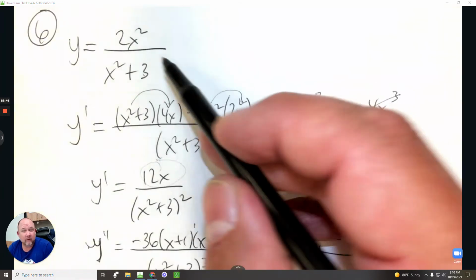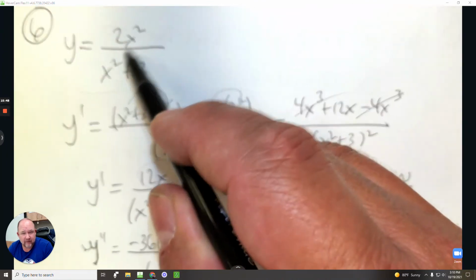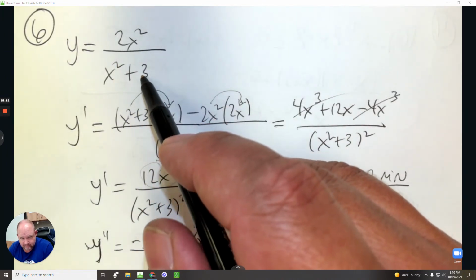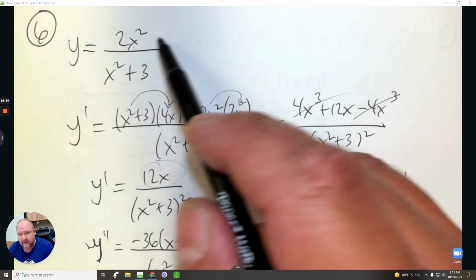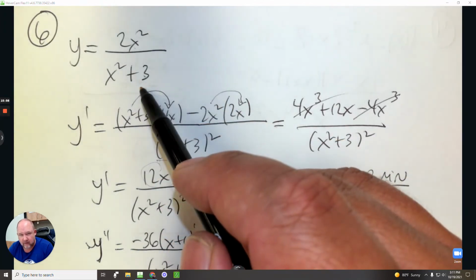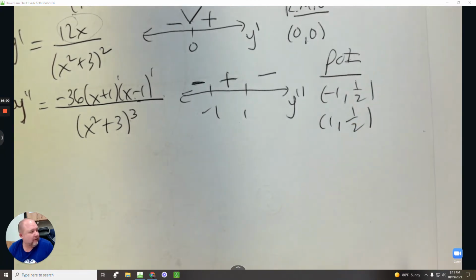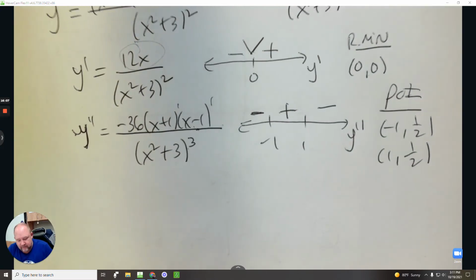So to find the y-coordinates again, -1 and +1 give you the same answer. This is an even function. It gives you 2 over 4. That's a half. Both -1 and +1 get you a half. And now put all that information together on a graph.